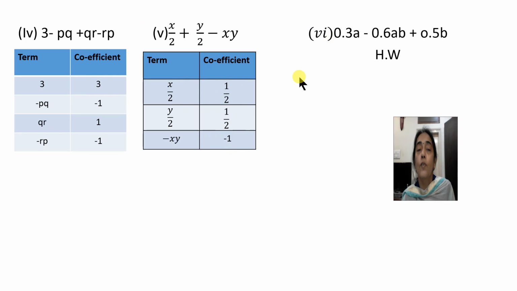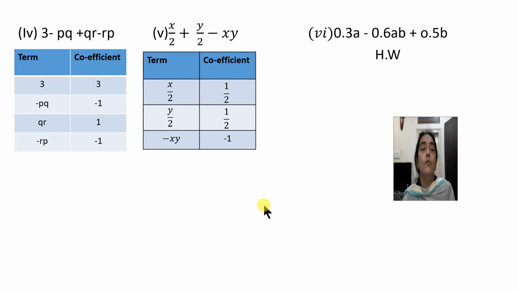Now the sixth one, you will do it by yourself. What you will do? Yes, you will first make a table with 2 columns. One you will give the heading term, another you will give the heading coefficient. Under term you will write down these 3 terms. Which are the 3 terms? 0.3a, minus 0.6ab and 0.5b. The coefficients will be what? Can you tell me? Yes, 0.3 of the first term, second term minus 0.6 and the third term 0.5. So this you will do by yourself in your classwork book.